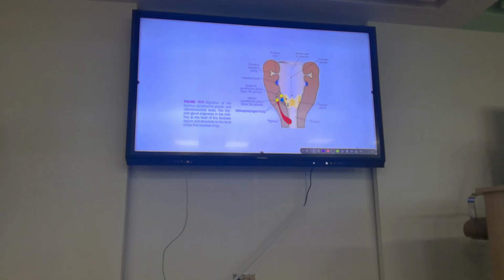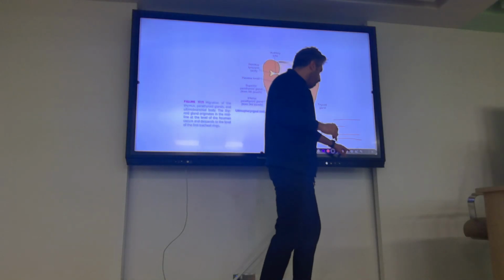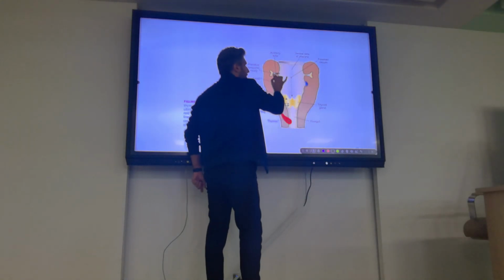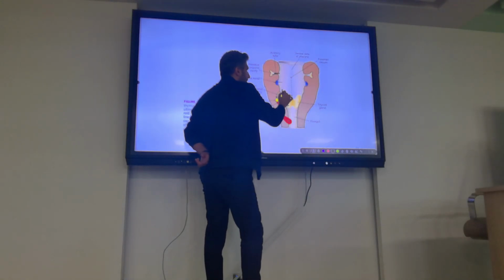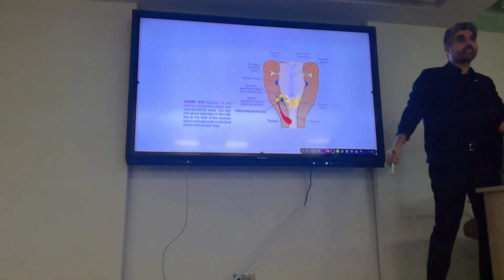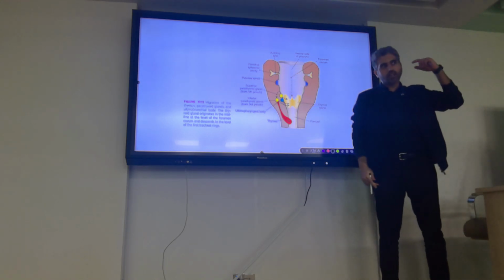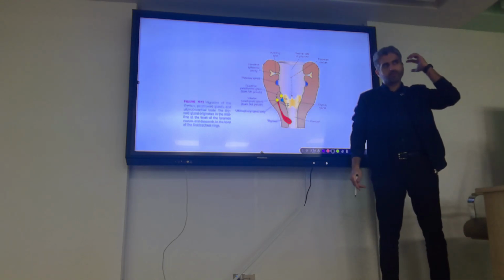I told you clefts are located between the arches. Between two arches, you can see a cleft. This is the first cleft, second cleft, third, and so on, okay? You can see just the first cleft, and I told you it makes the external acoustic meatus, okay?